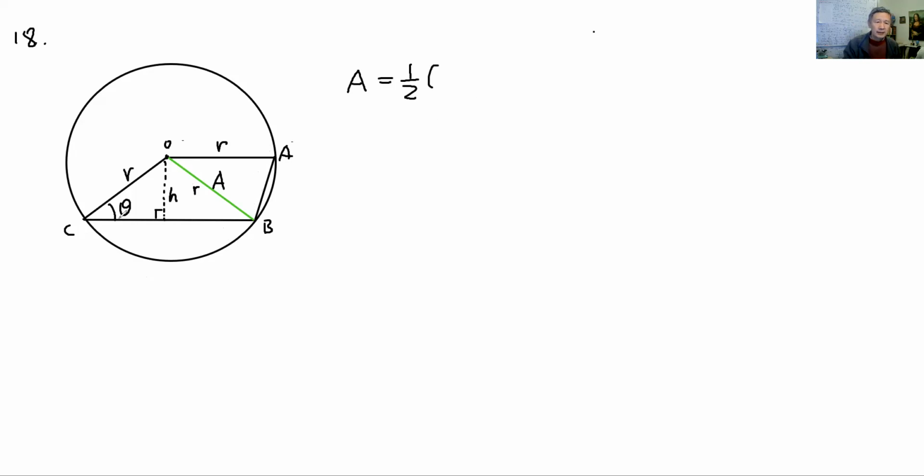Trapezoid area is this side, CB plus OA, times H. Okay, I write a formula for you, times H. So in our case, OA is R, OA is R, okay? What is CB? CB is this side. 2R? No, it's a chord.